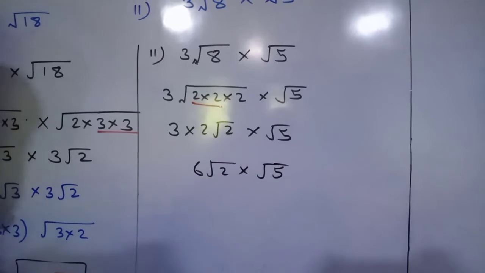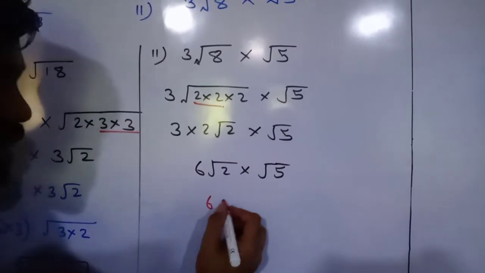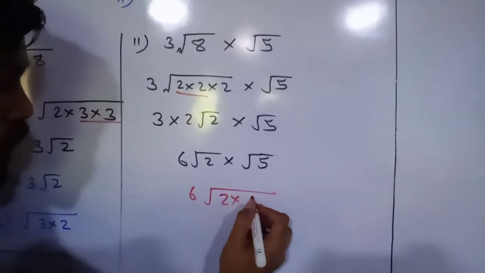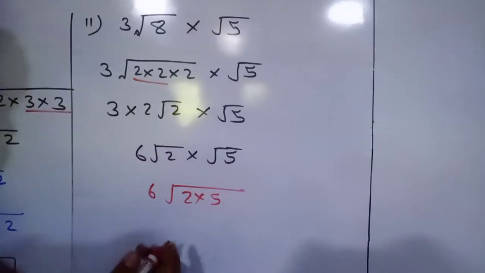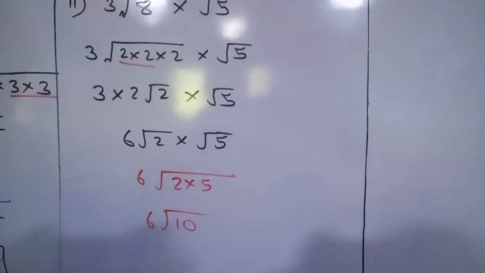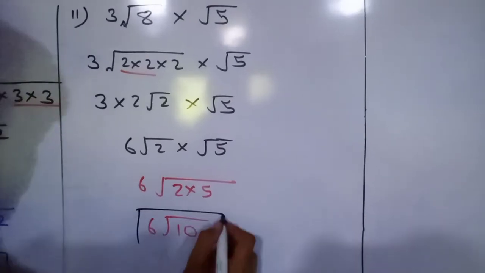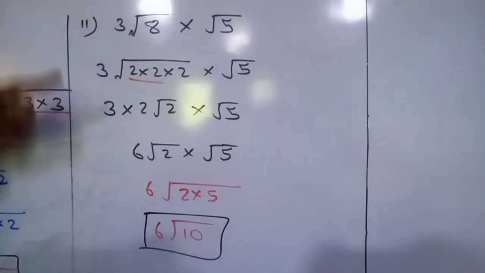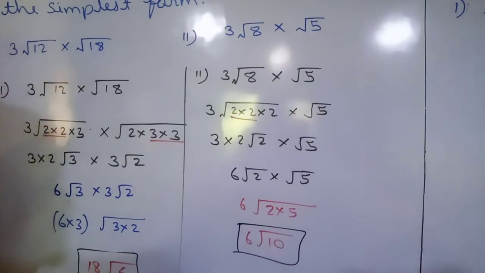Now do the multiplication. 6 within the root, 2 into 5. These two we did the multiplication. 6, 5 2s are 10. So this is the answer. This way we can do the multiplication of the two surds.